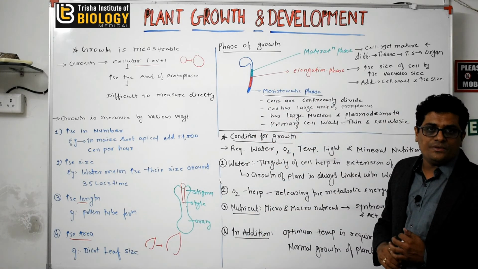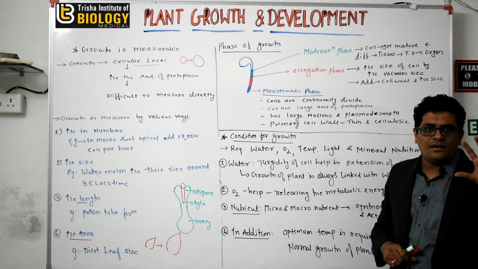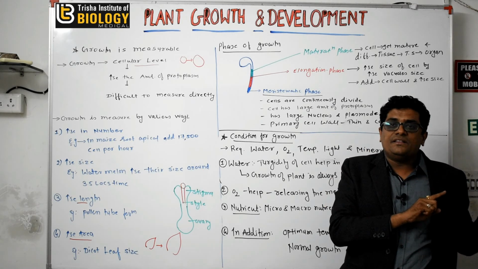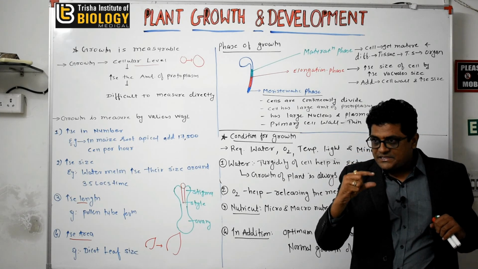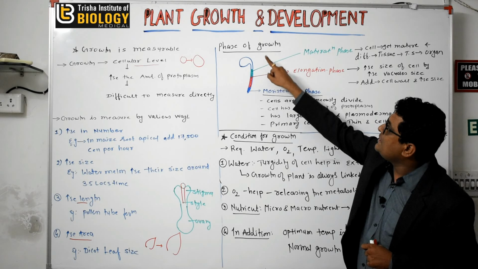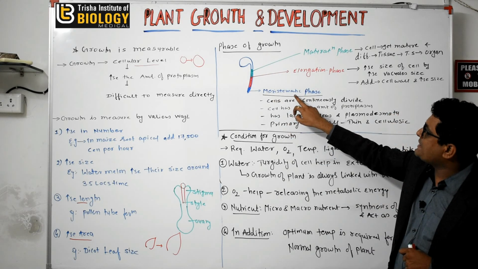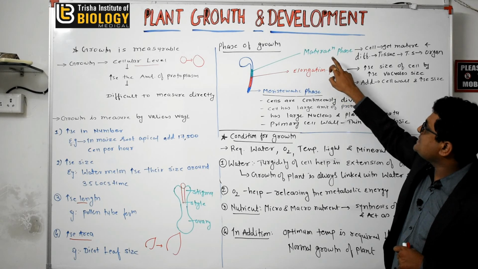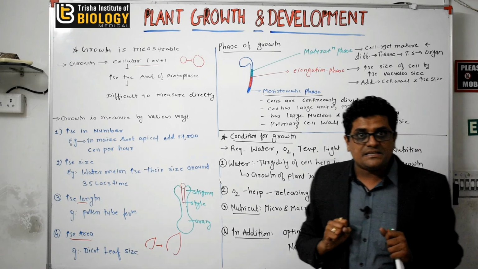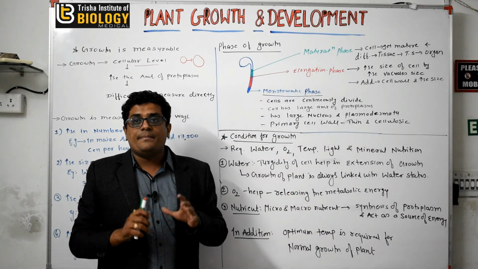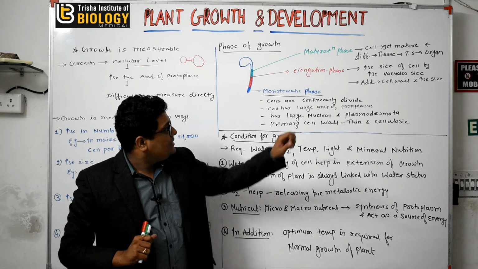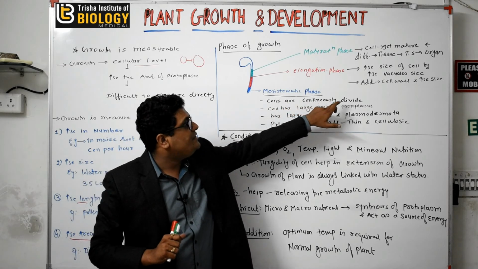Next, phases of growth. We already discussed in chapter number 5 the regions of the root: the meristematic region, then the elongation region and the maturation region. Similarly, here in the phases of growth, there are three phases: the meristematic phase, the elongation phase and the maturation phase. The meristematic phase possesses meristematic cells, and we already discussed that meristematic cells have high cell division capacity, so these cells continuously divide.